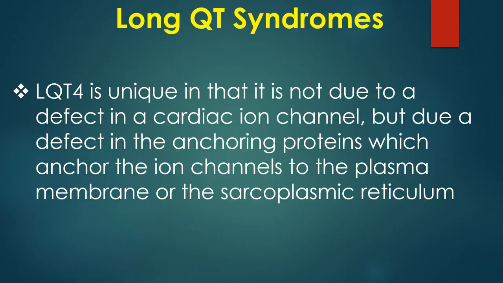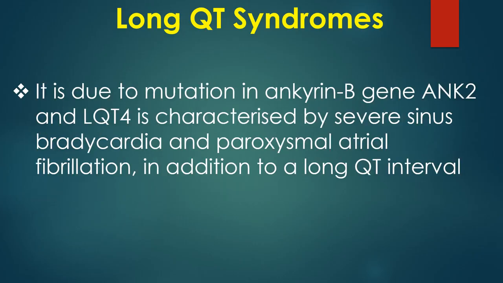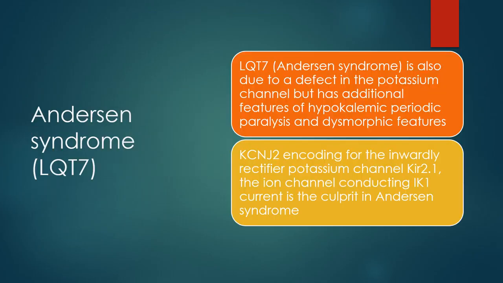LQT4 is unique in that it is not due to a defect in a cardiac ion channel, but due to a defect in anchoring proteins which anchor the ion channels to the plasma membrane or the sarcoplasmic reticulum. It is due to mutation in ankyrin B gene, ANK2, and LQT4 is characterized by severe sinus bradycardia and paroxysmal atrial fibrillation in addition to a long QT interval.